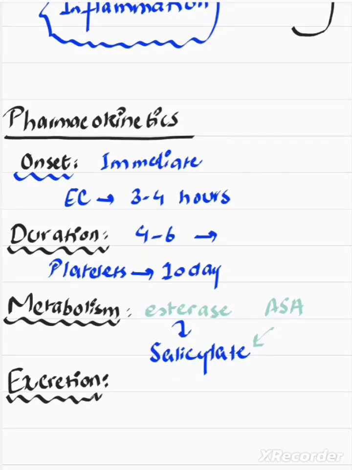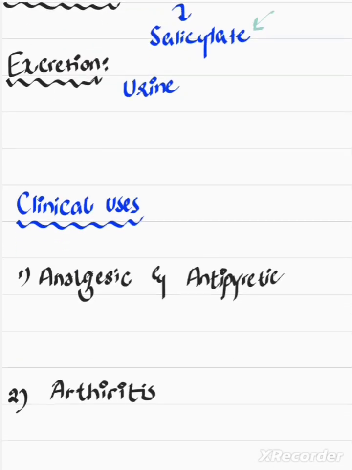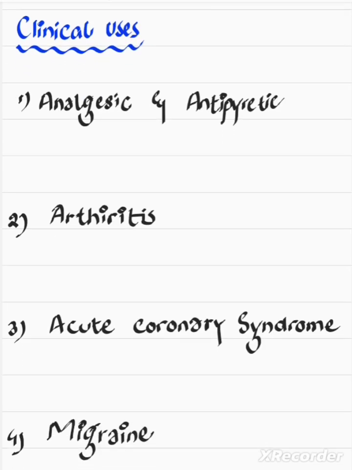of this metabolite is in the urine. So moving on towards the clinical uses of aspirin. Aspirin has a wide variety of clinical therapeutic range, and it has been used as an analgesic and an antibiotic.